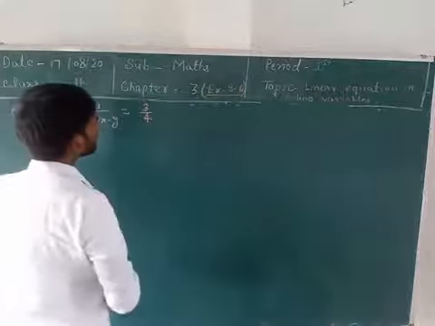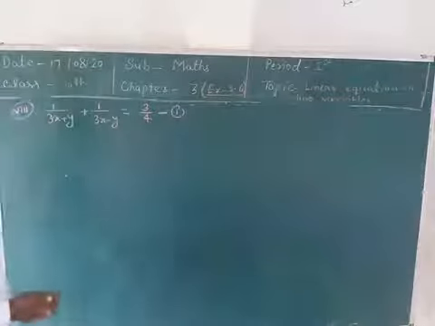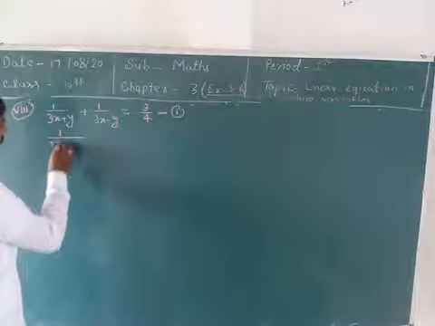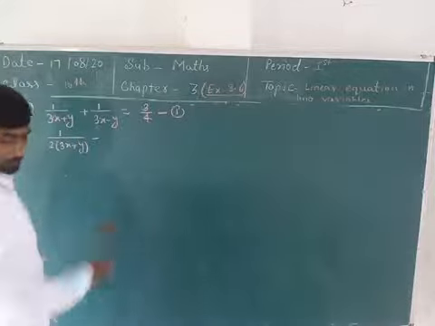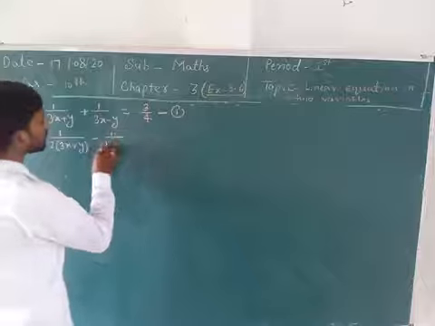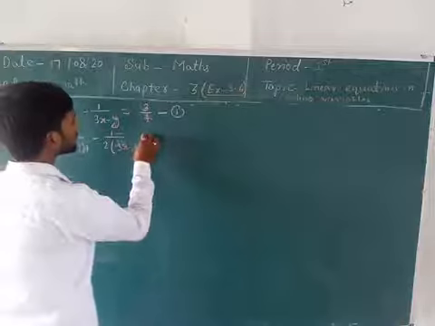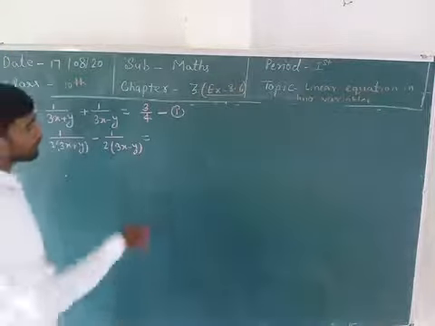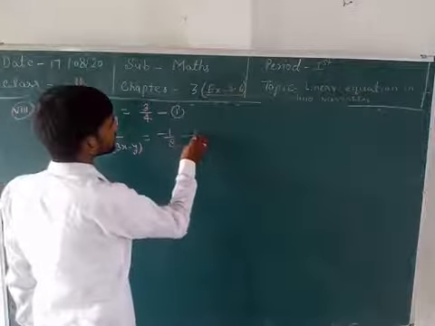And 1/2 of 3x plus y minus 1/2 of 3x minus y equal to minus 1/8. This is equation number 2.